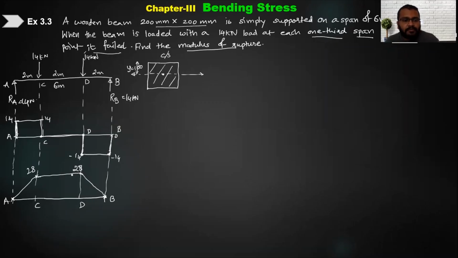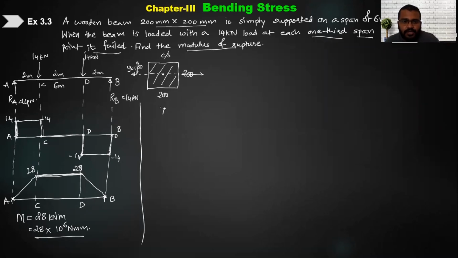So you can see the maximum bending moment is there between C and D. How much is M maximum? The bending moment is 28 kilo Newton meter. So you will write down 28 into 10 raised to 6 Newton millimeter. So you know the maximum bending moment now. Now you know this cross section, which is 200 cross 200. So if you know the cross section, what immediate step you can use is find out this inertia. Inertia about neutral axis or x-axis. You may write down inertia about neutral axis also.